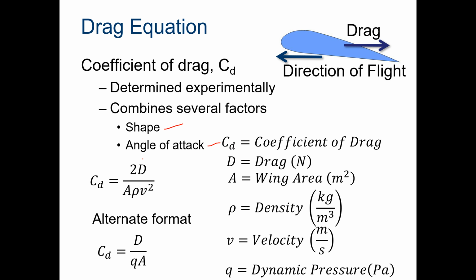And here you can see all the different values that we have associated with our formula. So here is our coefficient of drag equation. C sub D is our coefficient of drag. Our drag is in newtons. Wing area is the same as before. Density, velocity, and dynamic pressure are all the same as the coefficient of lift.